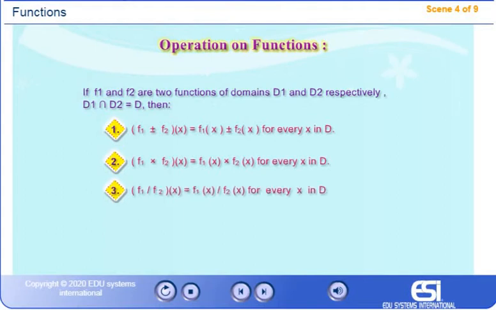3. (f1 divided by f2) of x equals f1 of x divided by f2 of x, for every x in D, excluding the set of zeros of f2 of x.